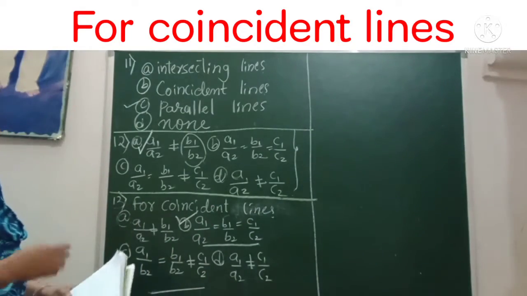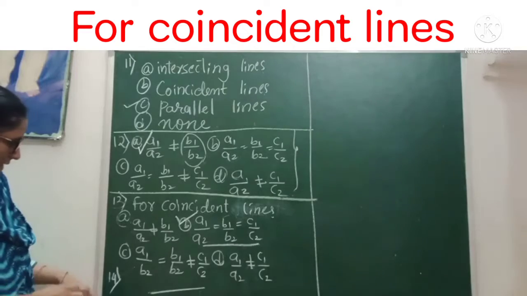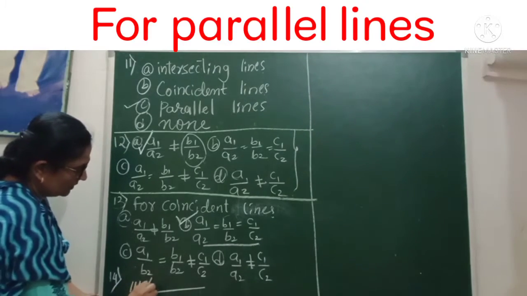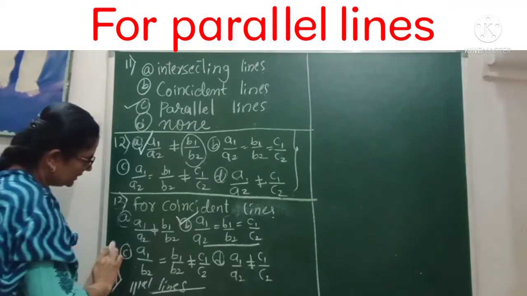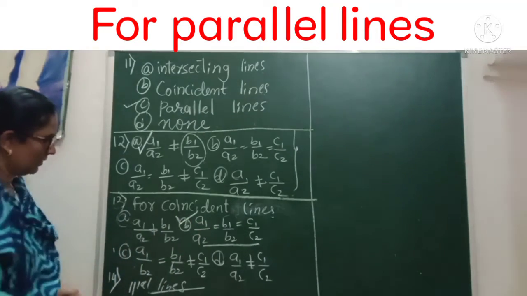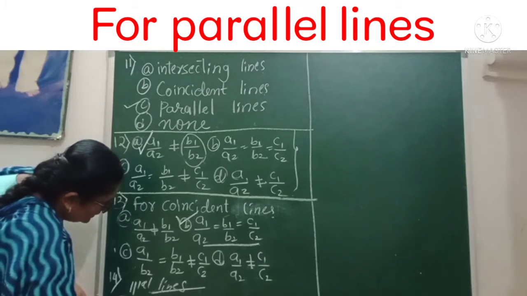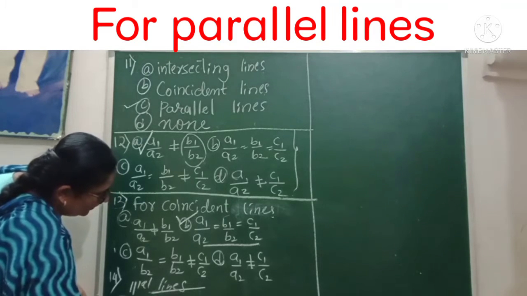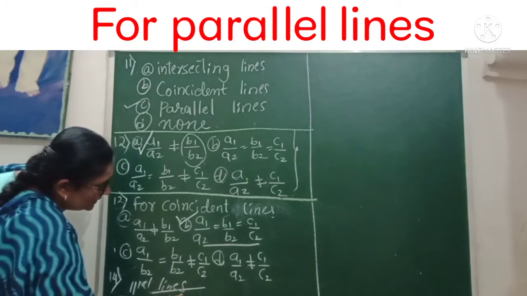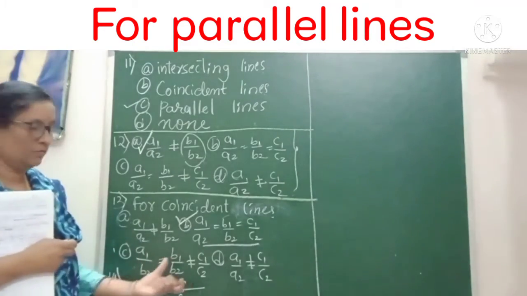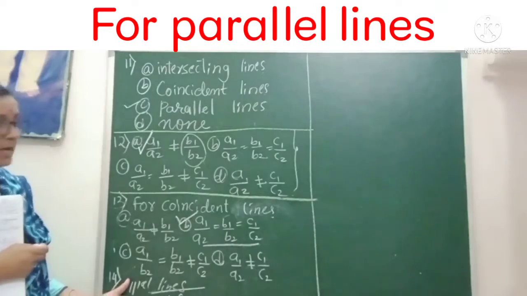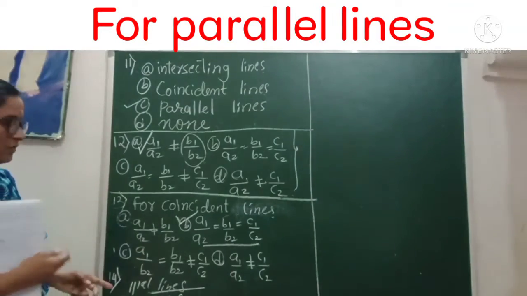Okay, then the third one is based on this only. I will explain here for parallel lines. For parallel lines, what is the difference between these two? You are going to get a1 upon a2 is equal to b1 upon b2, but not equal to c1 upon c2. In this case, you are going to get a pair of linear equations that are parallel.